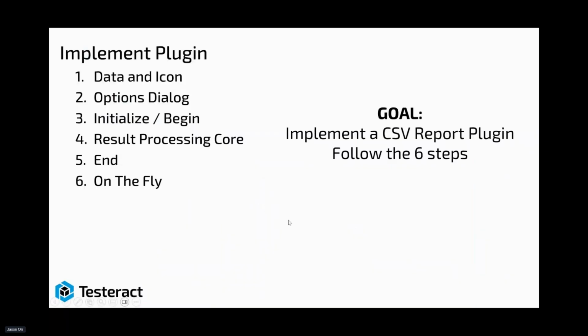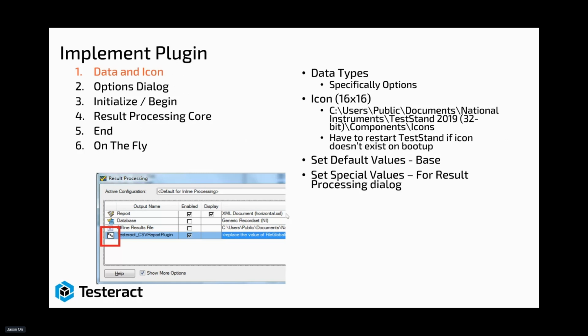All right, so now we're going to go into the practical side, where we're going to actually implement this plugin. After each one of these slides, Sam is going to hop over into TestStand and show you exactly what we're doing. This is 6 steps, our 6-part program for you to be able to implement your own plugin. The goal of this exercise is to implement a CSV report plugin, following these 6 steps. Step 1 is figure out the data and your icon.